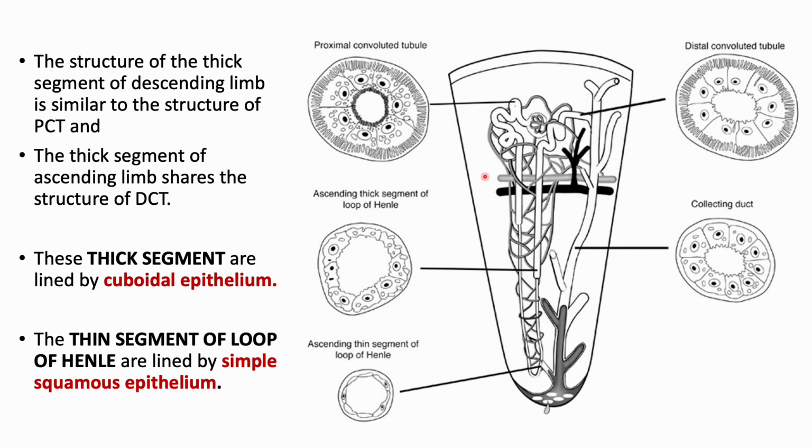Now the structure of the segments of the descending limb, we can see here. The descending limb of the PCT and the thick segment of the ascending limb share the structure of the distal convoluted tubule. These thick segments have cuboidal epithelium, whereas the thin segments of the loop of Henle are lined by simple squamous epithelium.